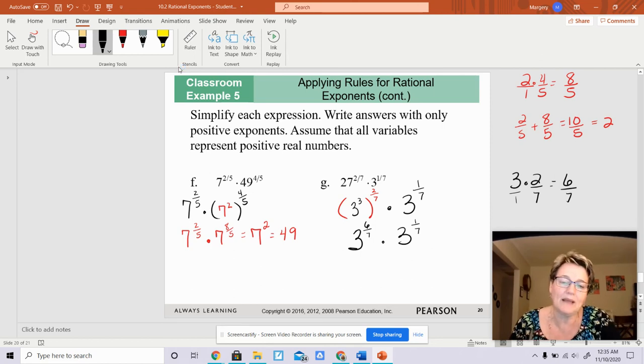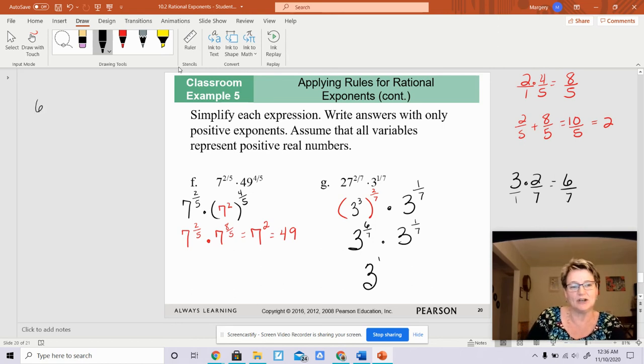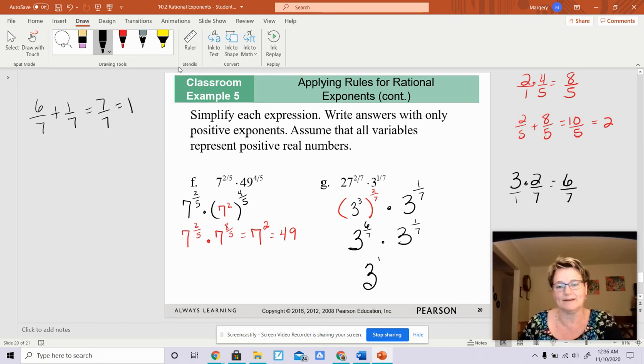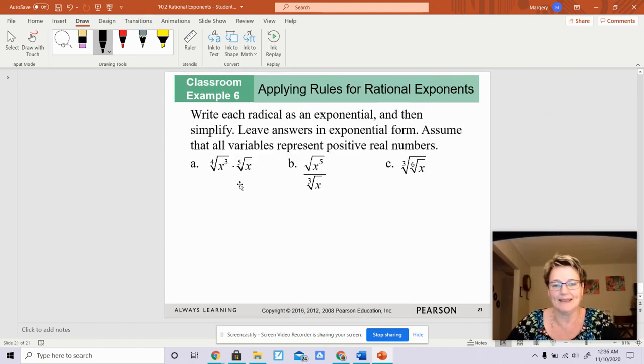Now, when you multiply powers, you add the exponents. So my base is 3. 6 sevenths plus 1/7 is 7 sevenths, which is 1. All right, so just to show you, 6 sevenths plus 1/7 is 7 sevenths, which is just 1. And then the very last part is this.